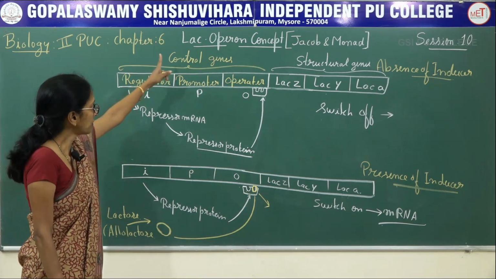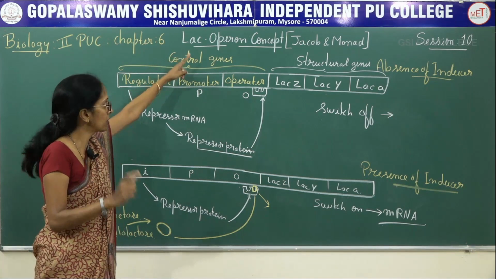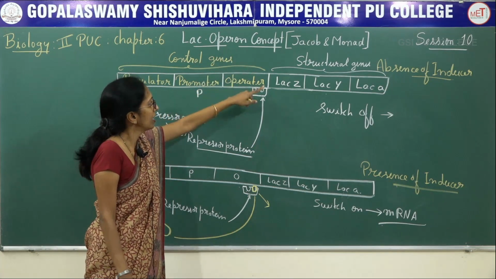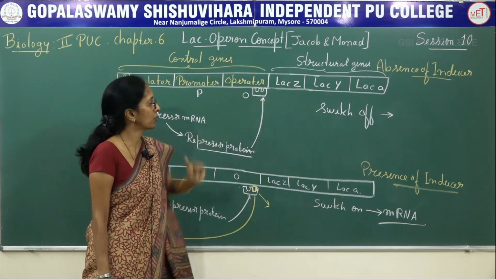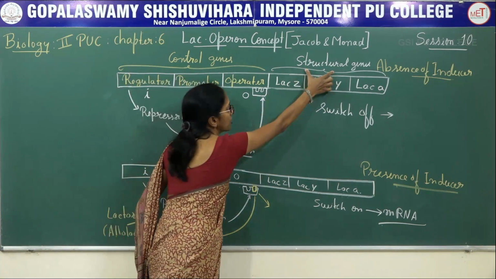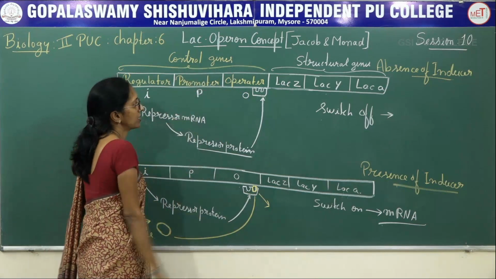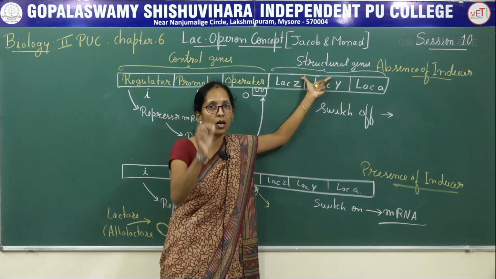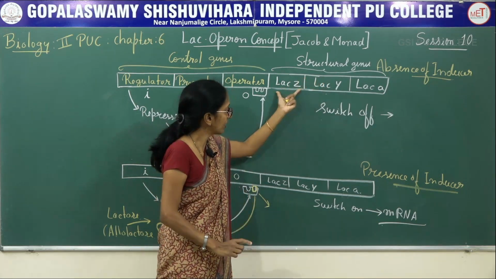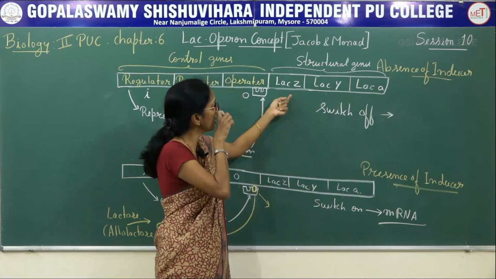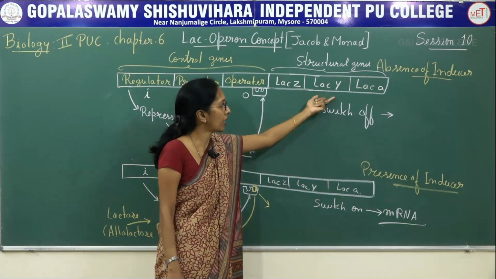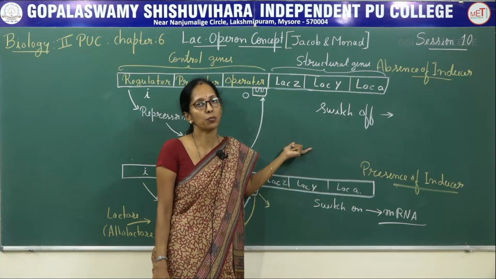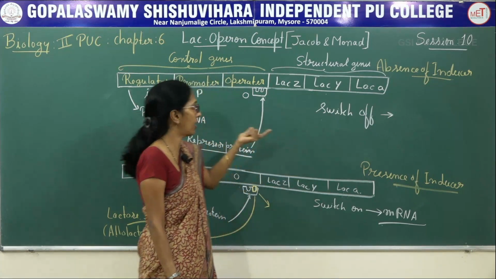I repeat, lac means lactose, operon means group of structural genes. Here, this Escherichia coli operon consists of structural genes and control genes. The structural genes mainly help in the synthesis of mRNA. There are three types of structural gene: lac Z, lac Y, lac A. These three are mainly responsible for the synthesis of mRNA.